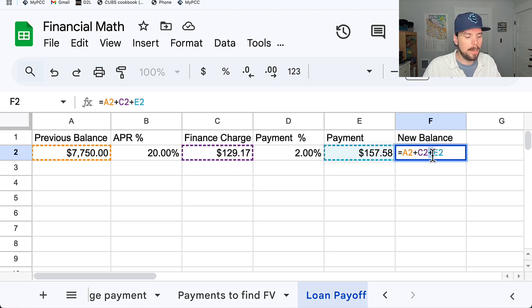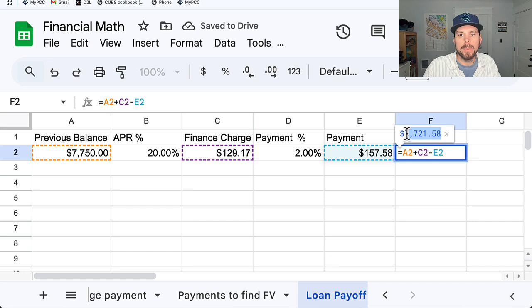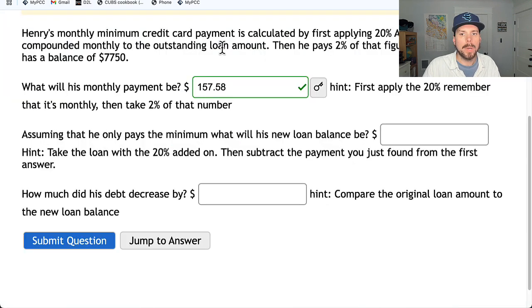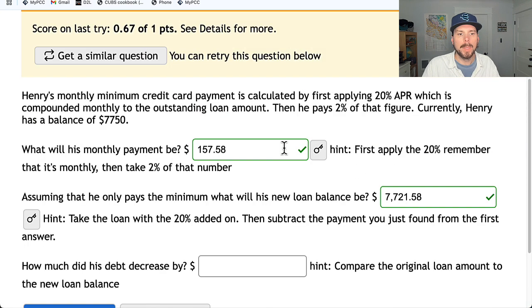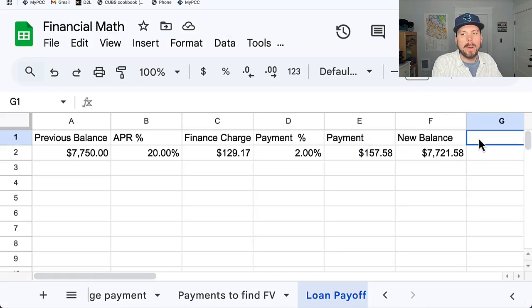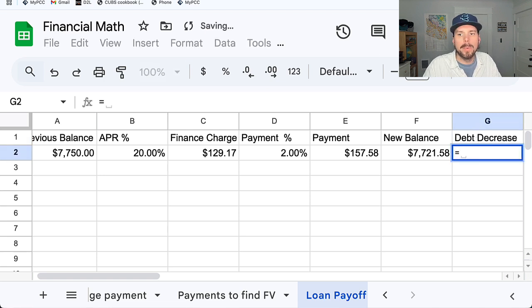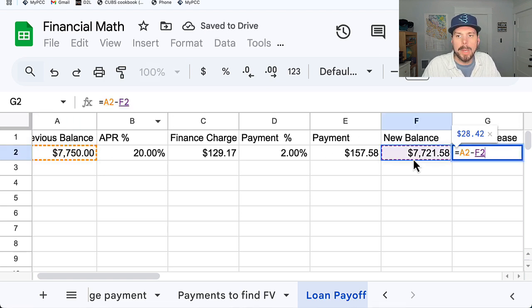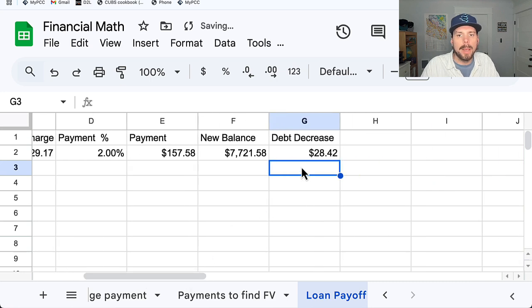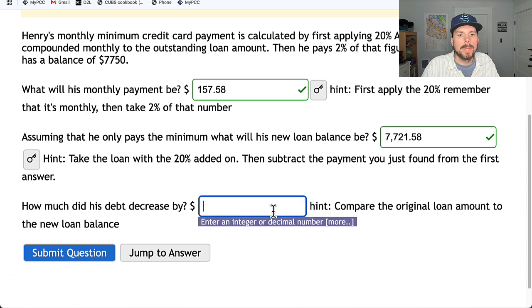Now let's go back in here. I did make a change, and so I want to undo that. I've got my previous balance plus my finance charge minus my payment, and that gives me that new balance. We'll try that out here. And now lastly, how much did his debt decrease by? We can make another column for that. The debt decrease is going to be the previous balance minus the new balance. Again, decrease is a negative, but we're just reporting everything as positive numbers for the sake of the assignment.